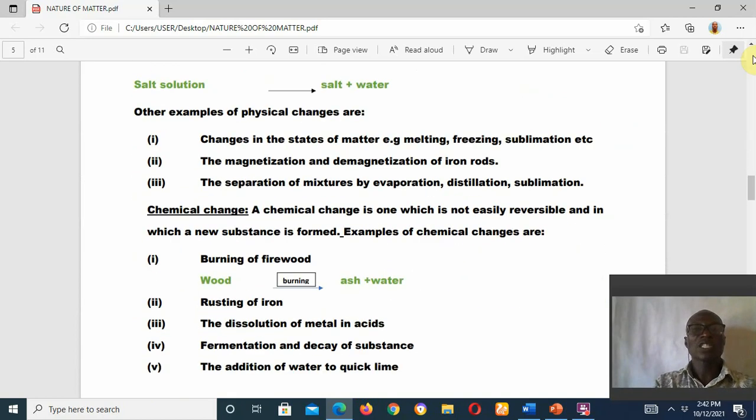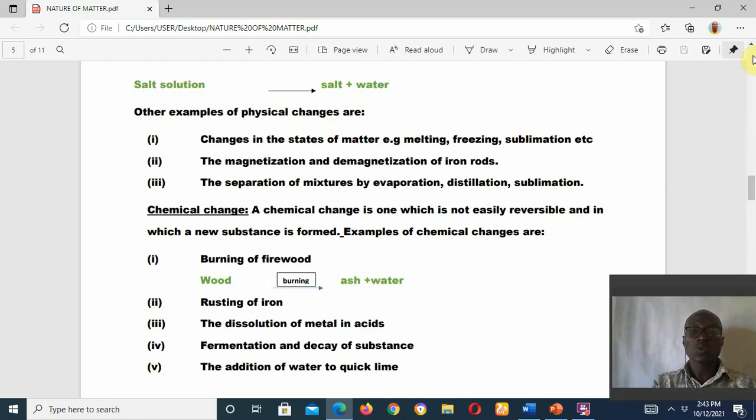Other examples of physical changes are changes in state of matter like melting, freezing, sublimation, and so on. 2. Magnetization and demagnetization of iron rod is a physical change. 3. The separation of mixtures by evaporation, distillation, and sublimation. They are physical changes.